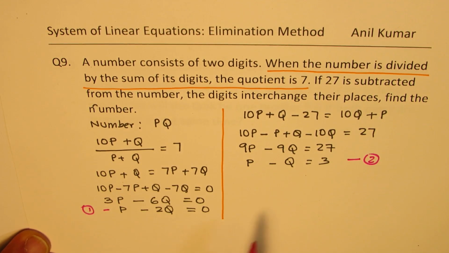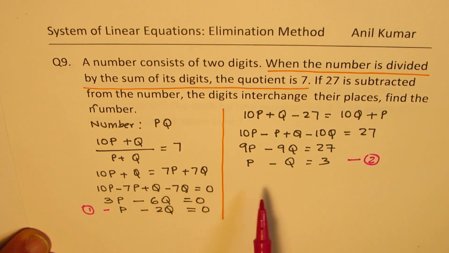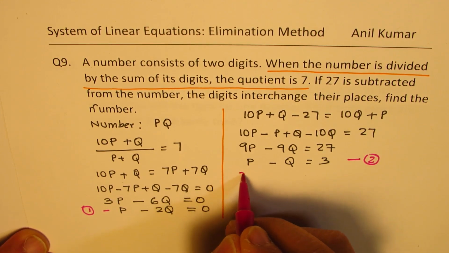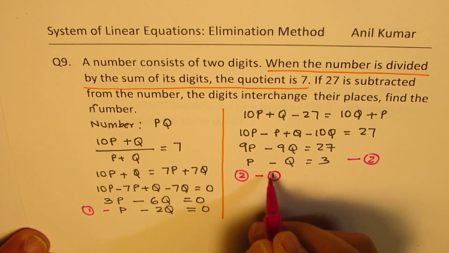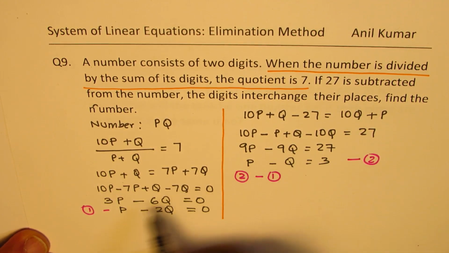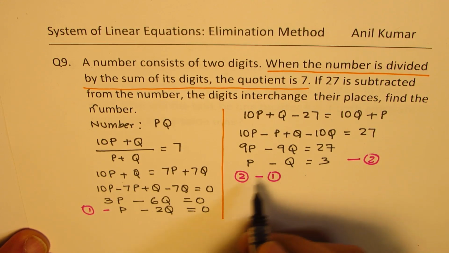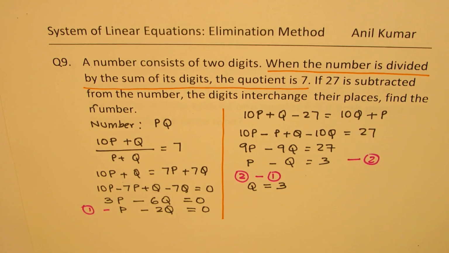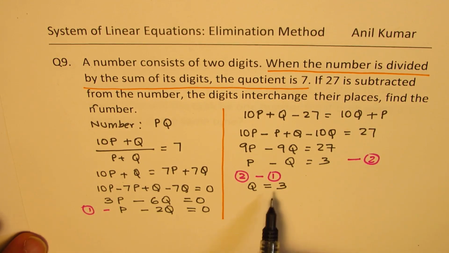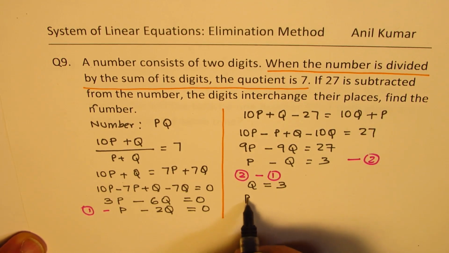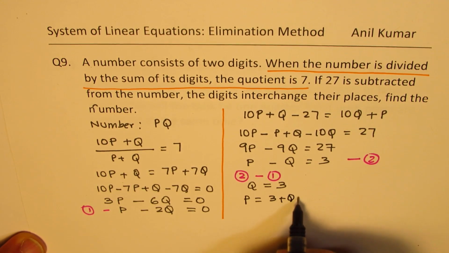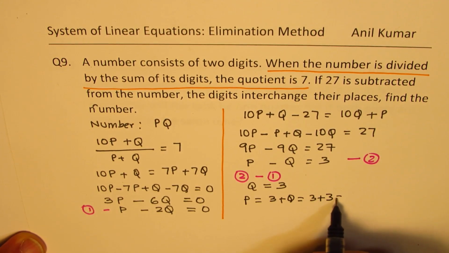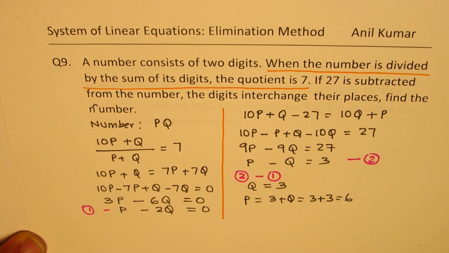Clear? Now we can eliminate P or Q. Well, let's eliminate P by taking away, right? So we'll do equation 2, take away equation 1. So P and P cancel and we get Q equals 3. Clear? Now when Q is 3, we can substitute this value and find what P is. So P is equal to 3 plus Q, which is 3 plus 3, which is 6. Correct? So we get our answer.